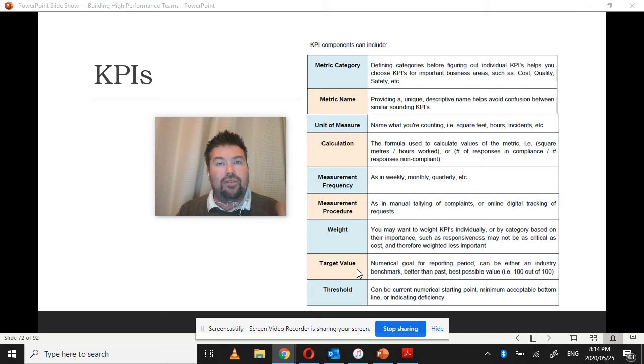We have a target value. So that's what we expect. That's the expectation. And then the last one is the threshold. So that is where it has to be. Any lower than that, and it's going to cause problems. And so it cannot be lower than the threshold. And that's how we know how to put together a KPI.